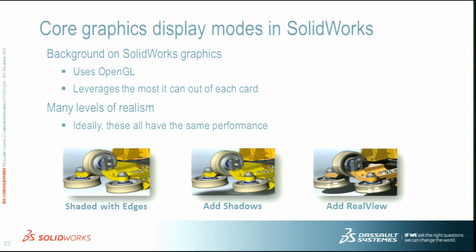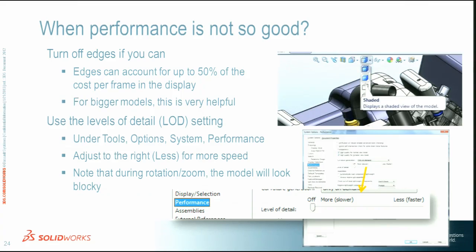OpenGL, so, you know, the background, and I'll just run to the next one very quickly, is as far as performance, probably the best, if you're having performance problems, whether it's with your hardware or size of your models, anything like that, probably the best thing to do is turn your edges off, just go to a shaded display. Edges can account for up to 50% of painting a frame. So if there's X amount of frames per second, 50% of that can actually be done by edges and some of the real view stuff.